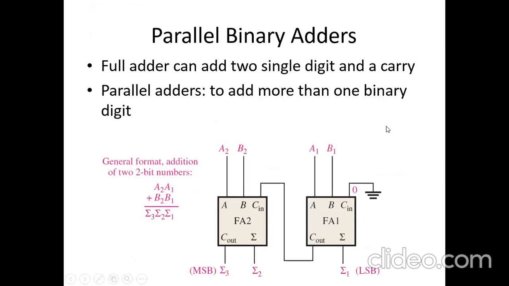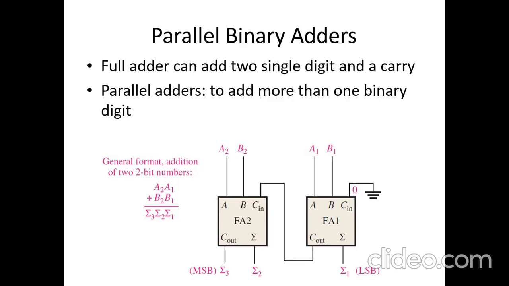Now, recall that I mentioned before the usefulness or the importance of the carry bit. For example, it is to be able to connect one adder to the other. So we take the carry in of this and connect it to the carry out of the next full adder. This is done when we want to combine two or more full adders in what we call parallel binary adders. Parallel binary adders are required to extend the number of bits that can be added. Recall that a full adder can only add two single digits and a carry.